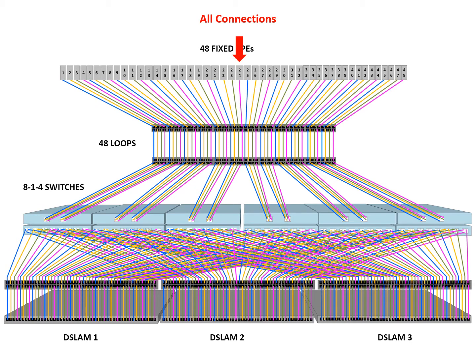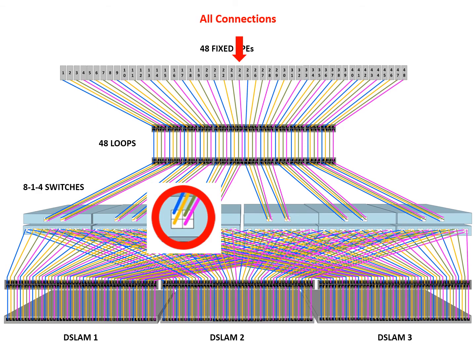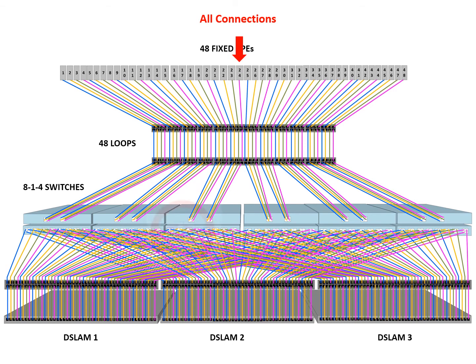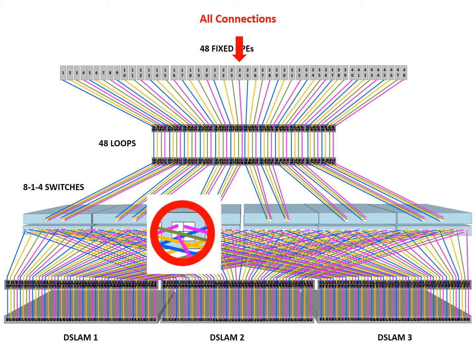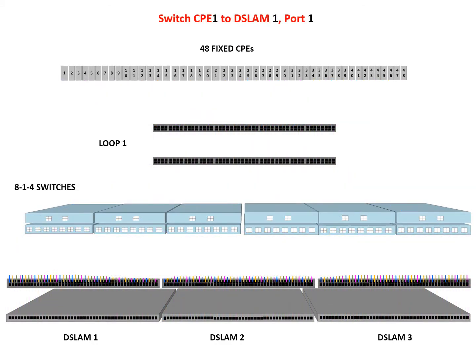CPE24 is connected to loop 24 shown in pink and to the back of another switch where it too can be switched to any one of 3 DSLAM ports. Here we see that in action, showing only the connections for CPE1. CPE24 only is now shown switching to the 3 different DSLAM ports.